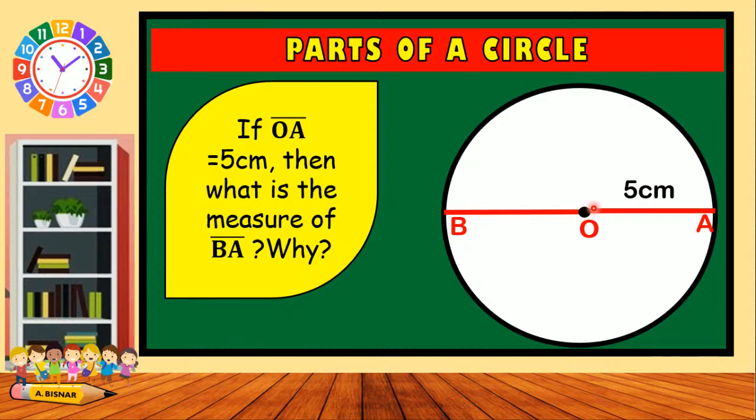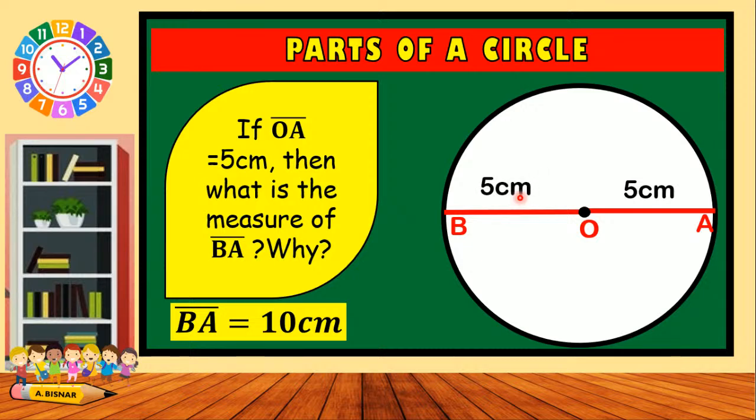Okay, the answer is 10 centimeters. Bakit? Since the measure of OA is 5 centimeters, then the measure of OB is also 5 centimeters. And when you add them, the diameter's measure will be 10 centimeters. Okay, very good. Tama yung sagot nyo. Tubal, Simon, Mako, Baluca, Bautista, and Gonzalez. So, you just have to remember that the diameter is twice the radius.